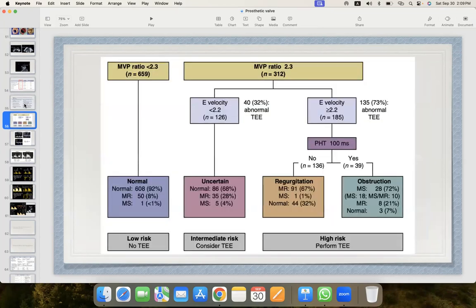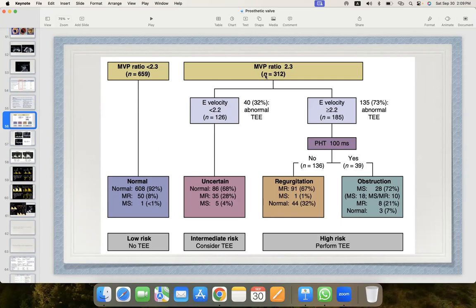So you can use this diagram to diagnose a patient with stenosis versus a patient with regurgitation. If the mitral valve prosthesis ratio, the one that I showed you, is less than 2.3 in this diagram, they recommended 2.3 as a cutoff. If it's less than 2.3, like 2.2 or less, you can say that this patient most likely has a normal valve and does not need any TEE or further evaluation.